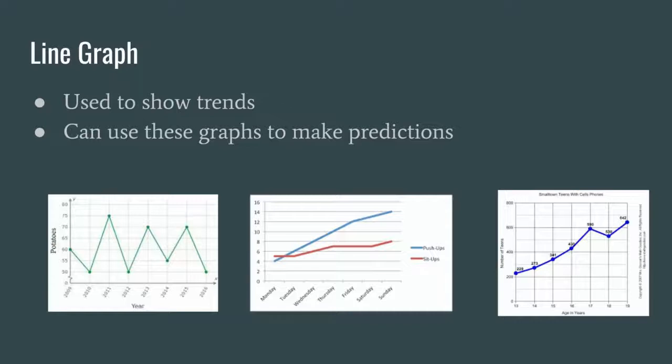If you wanted to say, at age 16 and a half, how many small town teens had cell phones? You can follow halfway between 16 and 17 up, see that it intersects with the line right there, and it's right about 500. So you can use line graphs to show trends effectively and to make predictions. And this is the kind of graph you're going to make almost exclusively in science this year, okay?